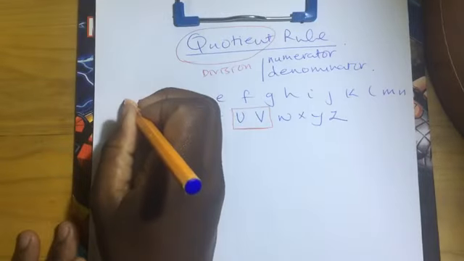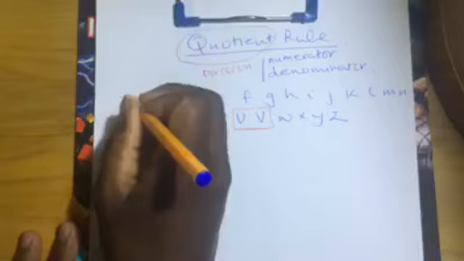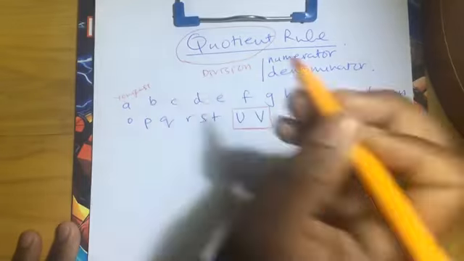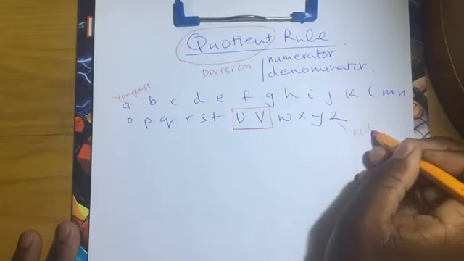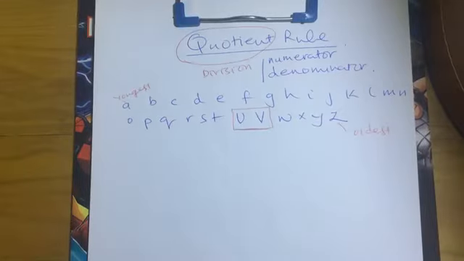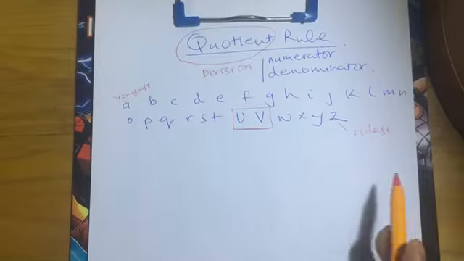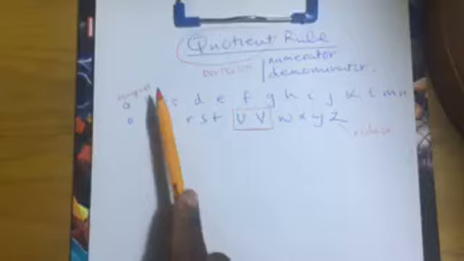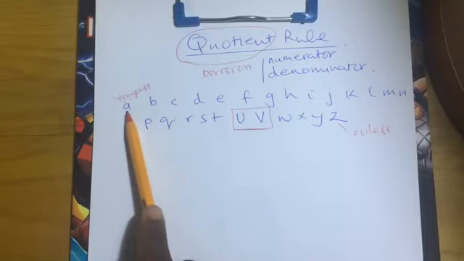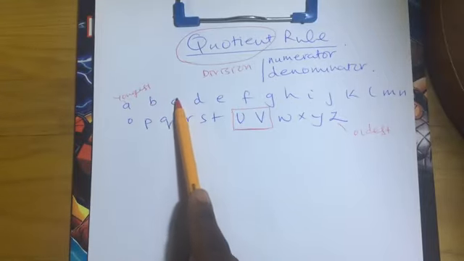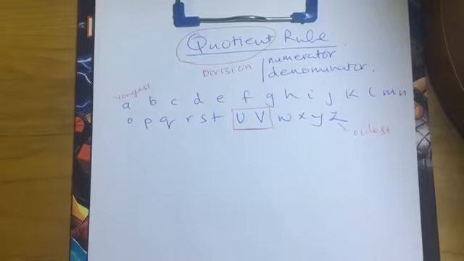Imagine A is the youngest. If A is the youngest, then Z is the oldest. A is the smallest, then Z is the largest. So it's like you increase: A is the smallest, then B is larger, C is larger, D is larger, and so on.